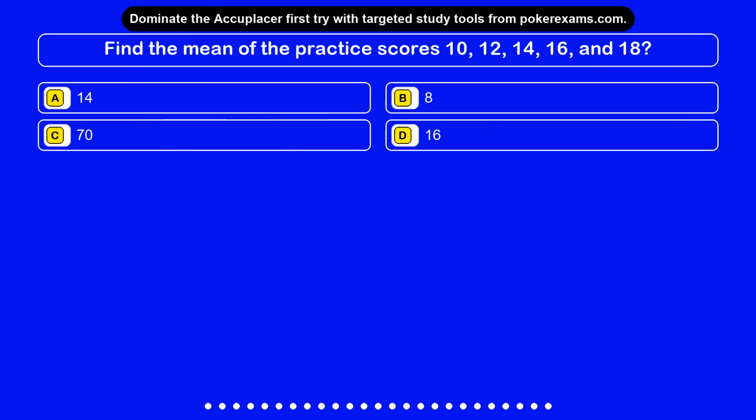Question 9. Find the mean of the practice scores 10, 12, 14, 16, and 18. Option A, 14. Option B, 8. Option C, 70. Option D, 16.